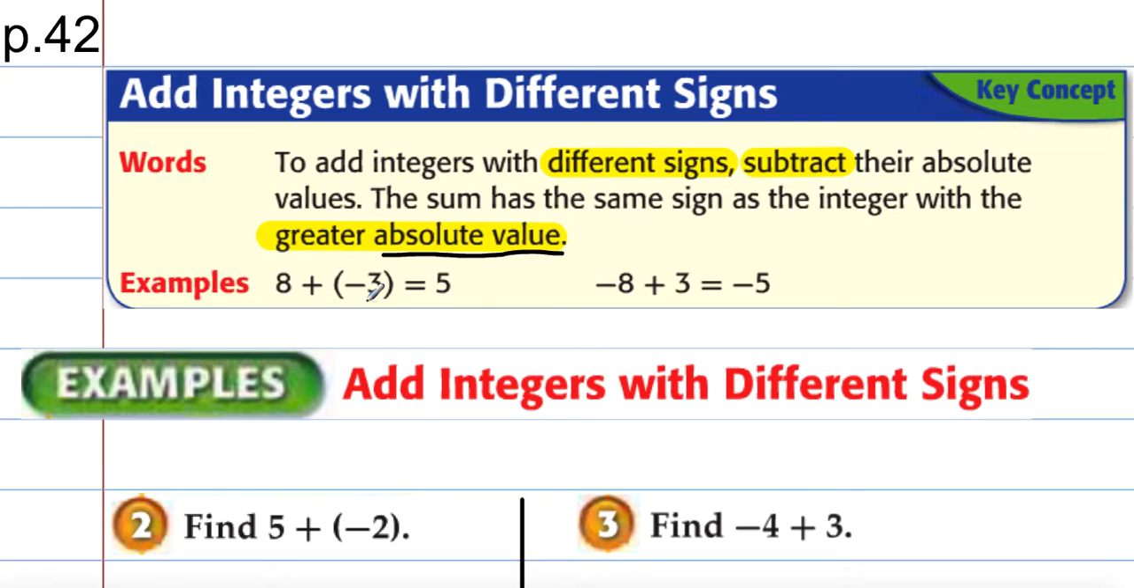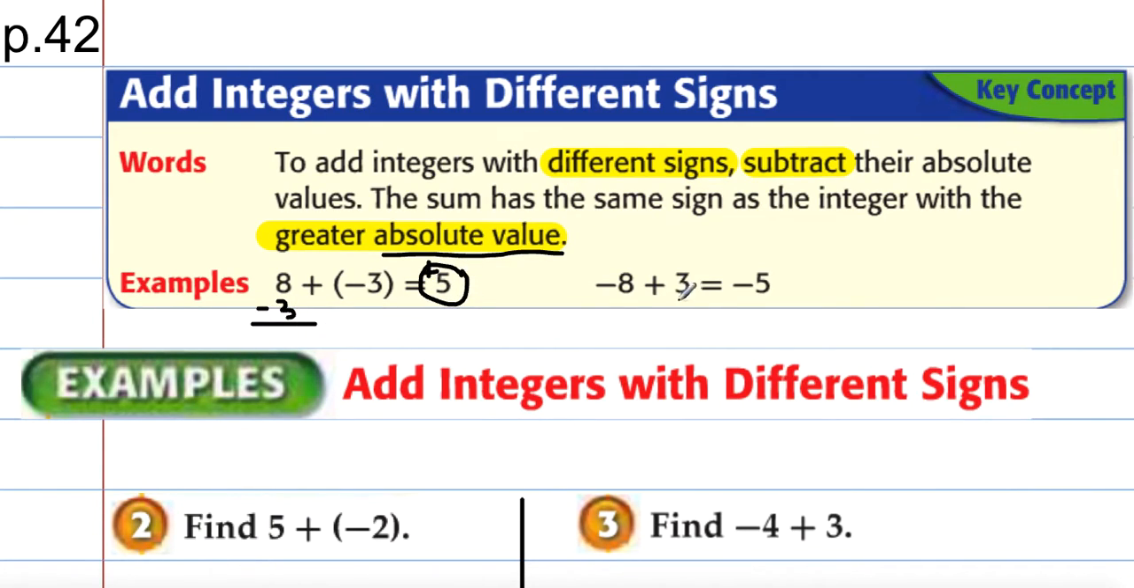So when you look at them, you say, okay, different signs, I'm going to find the difference. I'm going to subtract. So I have positive 8 and negative 3. I have more positives, so my answer is positive. How many more? So you take 3 away from 8, and you get a value of 5.